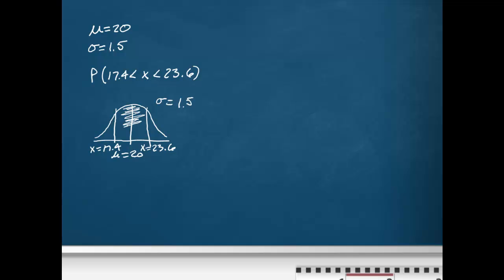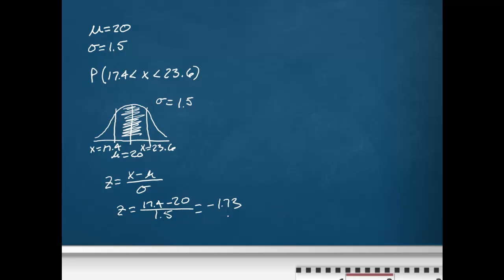So we should shade the area that we're looking for then, which would be between, and then calculate z-scores. Remember that the formula for z is x minus mu over sigma. So for the first endpoint, 17.4, z would be 17.4 minus 20 divided by 1.5, which would give us minus 1.73 when we round to 2 decimal places.